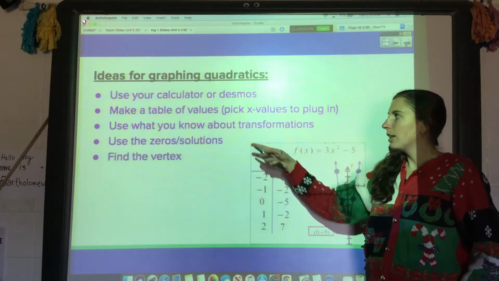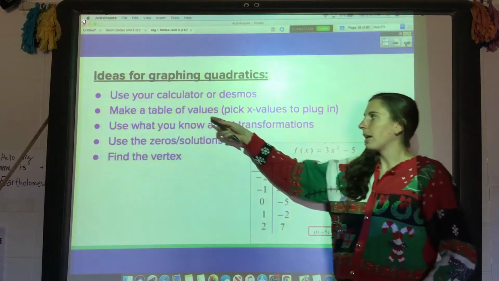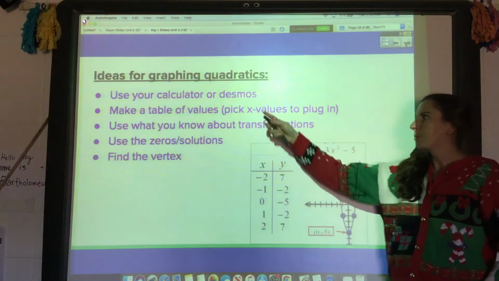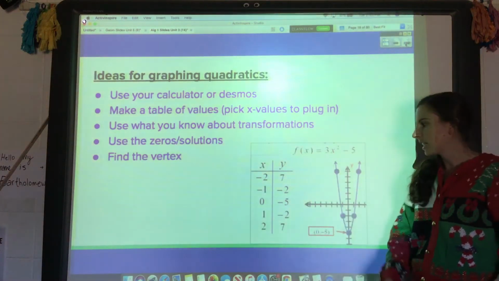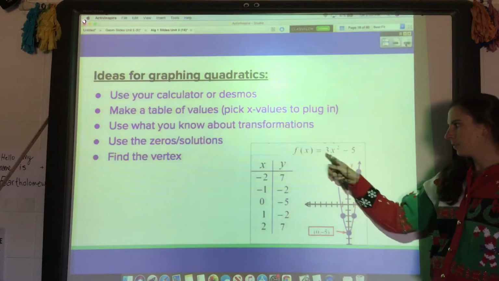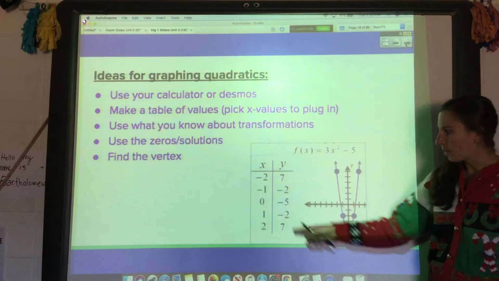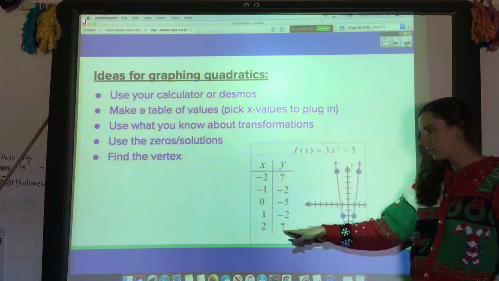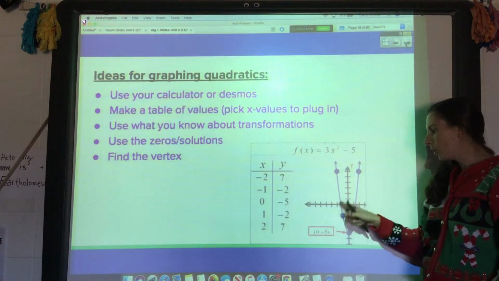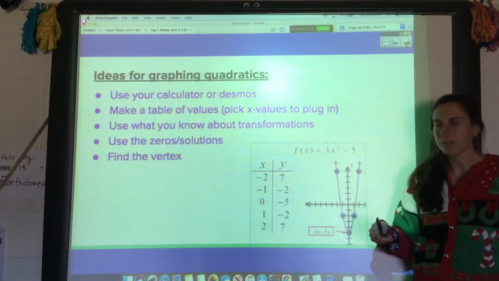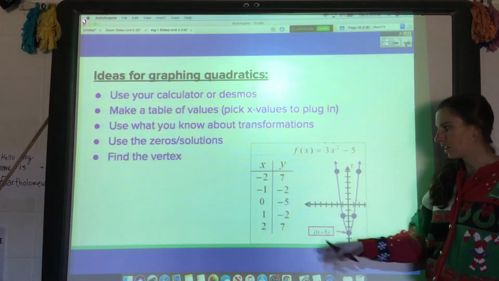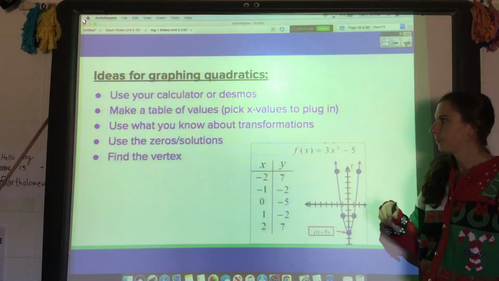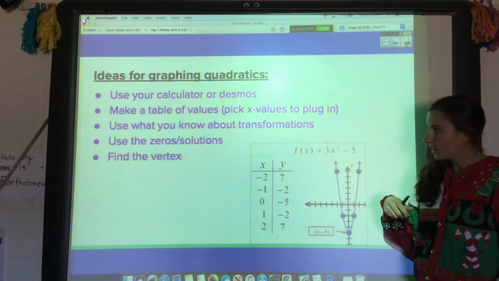You could always do that by hand as well. So you could make a table of values from the equation. So pick some x values, plug them in, see what it spits out. For example, here in this equation, 3x squared minus 5, I picked some x values, put them into the equation, saw what it spits out, and then if you just plot those points on a graph, that's literally what a graph is. It's just a visual representation of these coordinates that make this equation true. They're all connected. So that's one way to do it.